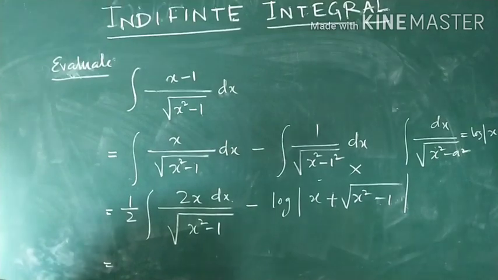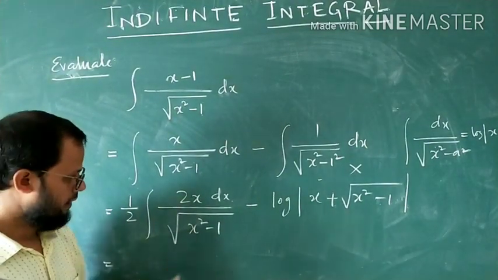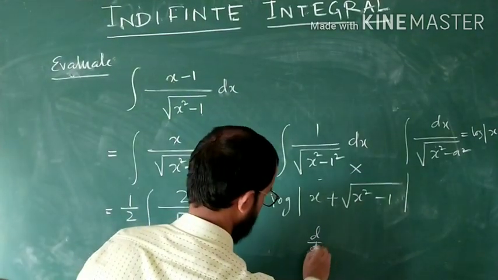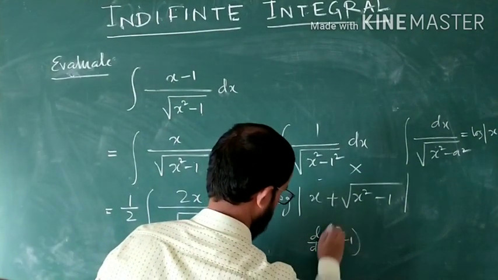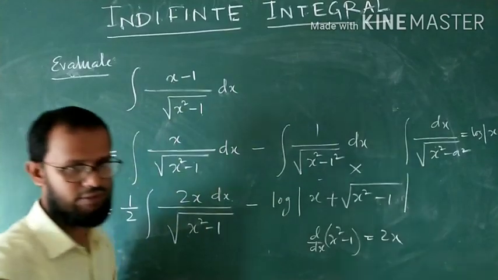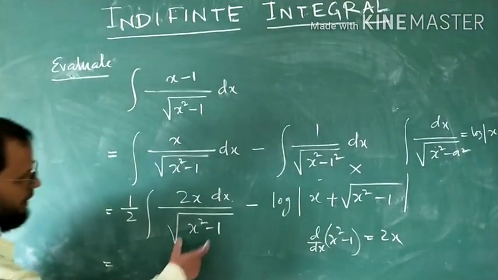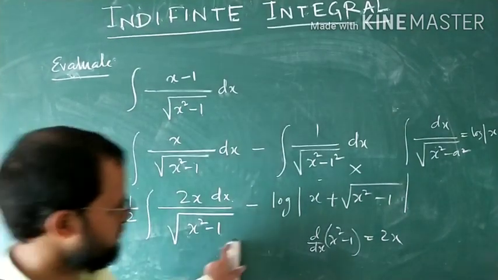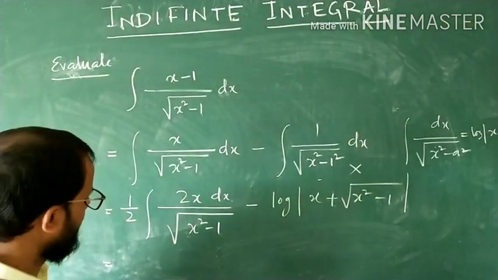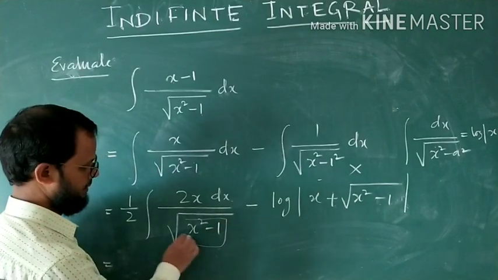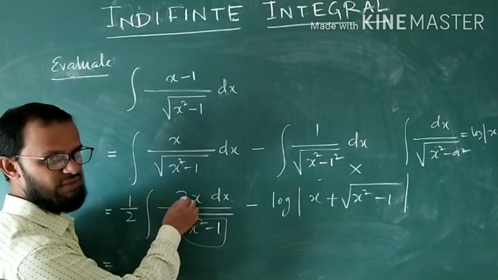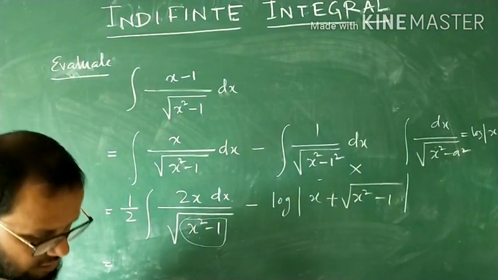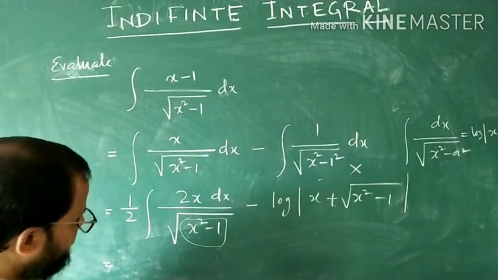Now why am I multiplying by 2? Because we know that if you take the derivative of x square minus 1, what do you get? You get twice x. That's why I want to use the substitution method here. So we will take it as z and differentiate it, and we get twice x dx as dz, so our problem becomes easier.